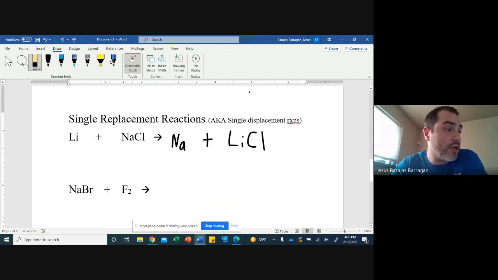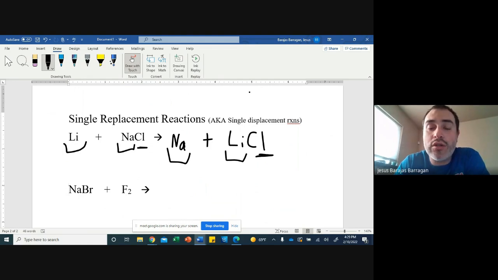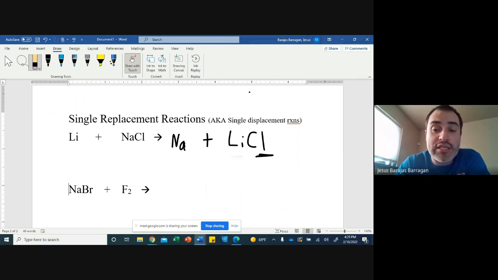One replaces the other if the activity series indicates that the reaction can take place. So all it is right now is to determine whether or not the chemical equation is balanced. We have one lithium on the other side of the reaction. On the reactant side, we have one sodium. On the product side, we have one sodium. We have one chlorine. So this was a nice little chemical equation. We predicted the product and it actually came out balanced. So that's nice. We don't have to worry about balancing it anymore.